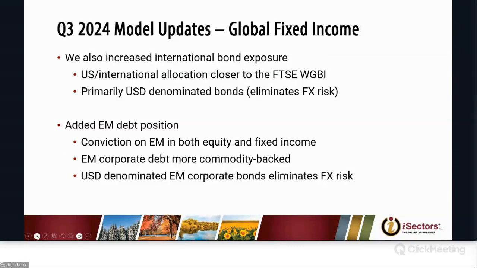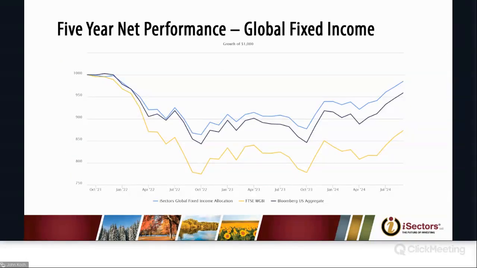So we'll end the global fixed income discussion here by showing the returns of the iSectors global fixed income allocation, net of strategist fees, in blue, versus both the Bloomberg US Aggregate Bond Index in black and the FTSE World Government Bond Index in yellow. Over the last 5 years, global fixed income has been able to outperform both of these indices with less risk and drawdown, partially because of the US dollar denomination that we talked about, and it has had a slightly lower duration than both of these benchmarks as well.